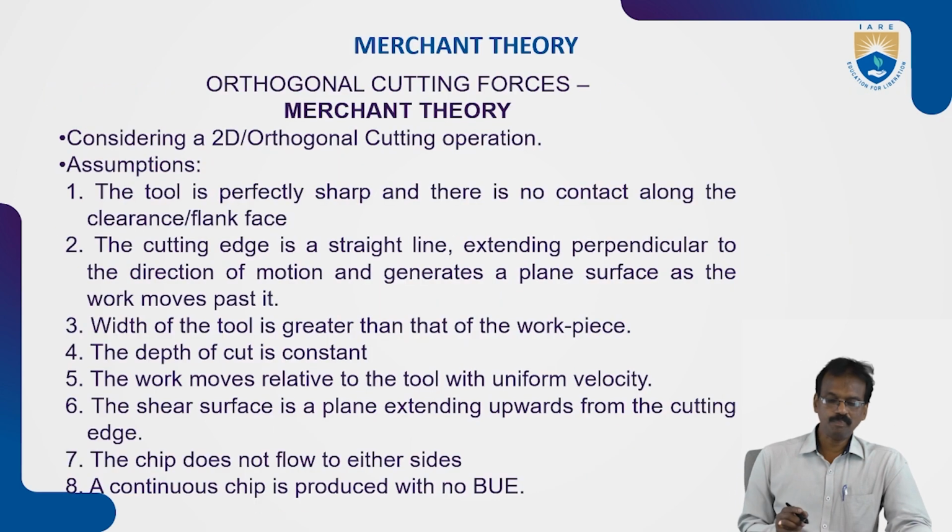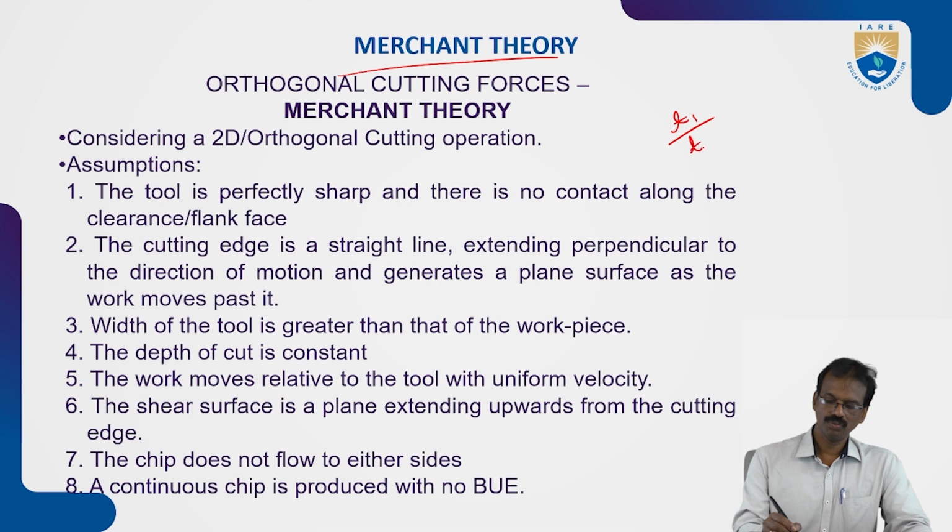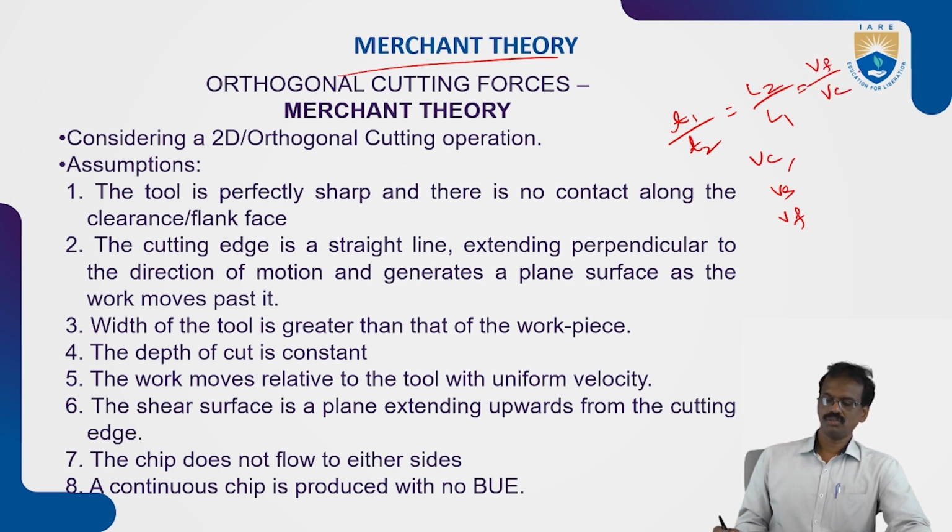Merchant theory. Because in the previous diagram we already discussed the chip thickness ratio t1 by t2 and the length of the chips l2 by l1. Okay. Next, the velocities: cutting velocity, shear velocity, and frictional velocity. So here Vf by Vc, the cutting velocities. So all these things were already discussed.